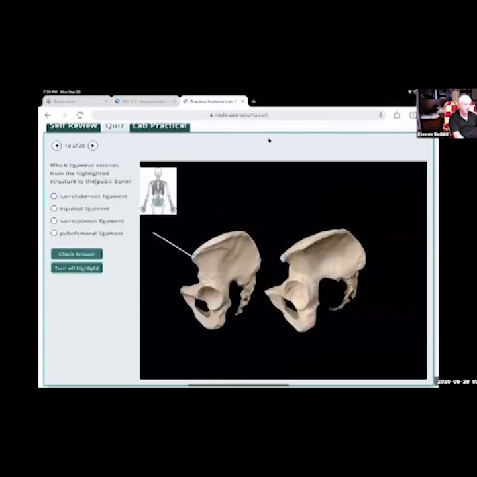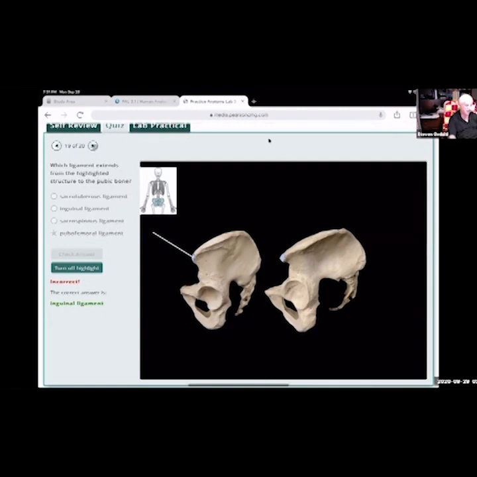Which ligament extends from the highlighted structure to the pubic bone? I don't think we've gone over that yet. That's the iliac crest. The pubofemoral ligament? No, it's the inguinal ligament that attaches to that. We haven't covered that yet, the inguinal canal. Look at that in the reproductive system, where the ligaments attach there.